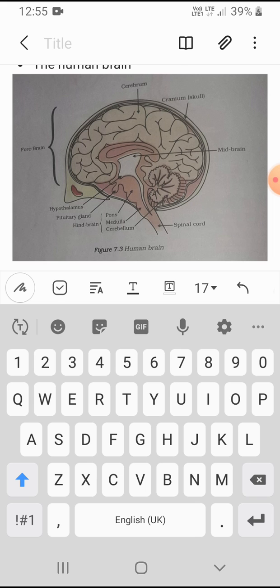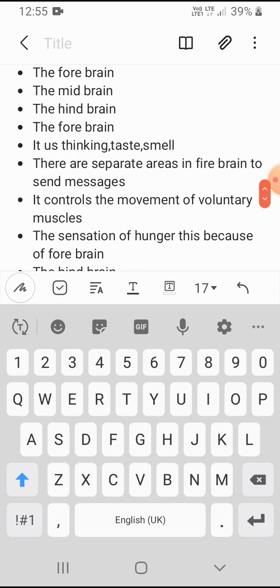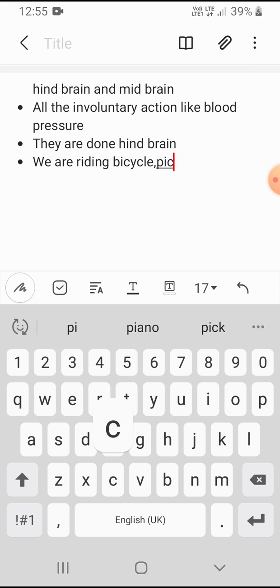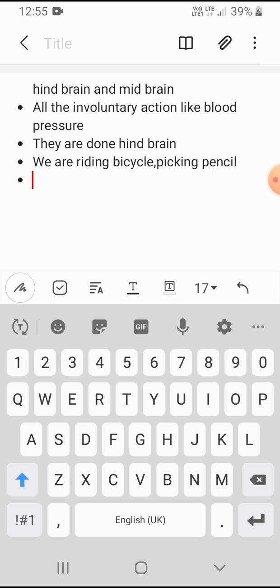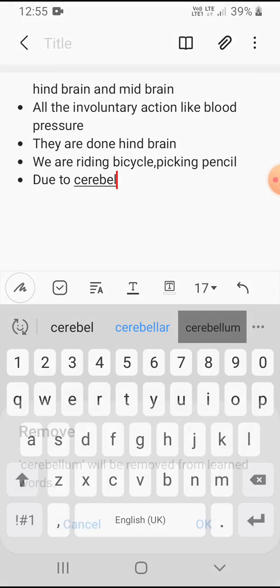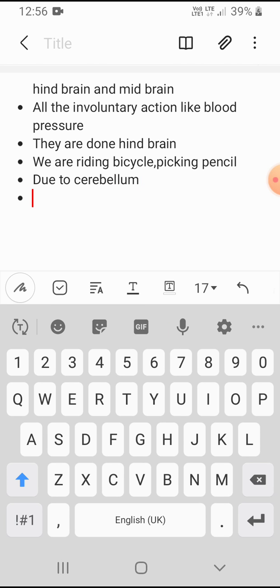So next is, we are riding a cycle, riding a bicycle, picking up pens, picking up a pencil. So in this the common thing is balance, we are balancing. See, riding a cycle, it's balancing our body. So balancing, these things are possible due to the cerebellum. It helps our body, it balances our body.